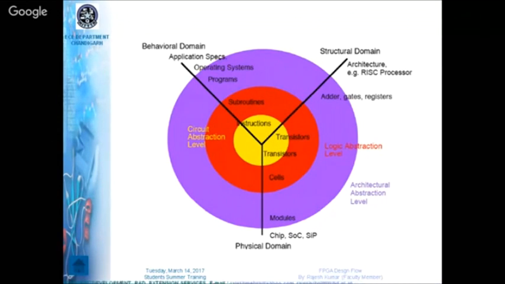So depending upon these three different domains, different vendors have provided different softwares, and each and every software supports designing in each of these three domains. So whenever you select any software, it should be compatible with all these three domains so that you can start your design in any one of these domains.